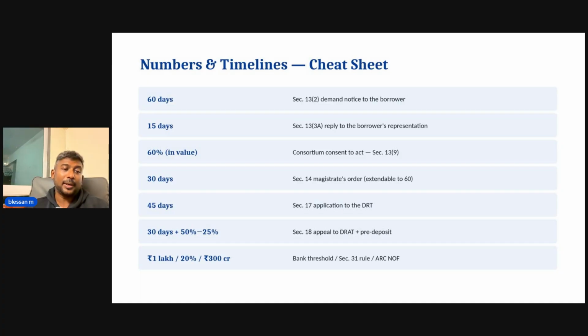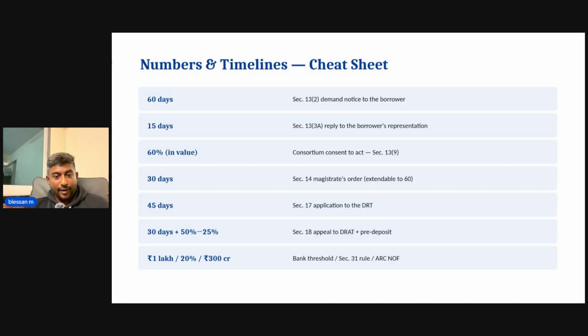After the DRT order, if the borrower's interests are again not satisfied, then they can file an appeal to the DRAT. That will be within 30 days. And remember, when you file an appeal to the DRAT, you have to pay a 50% deposit of the outstanding amount as claimed by the secured creditors, which can be reduced up to 25%, provided reasons are recorded in writing by the DRAT.